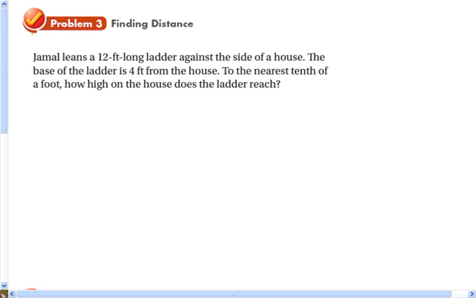Problem 3, finding distance. Jamal leans a 12-foot long ladder against the side of a house. The base of the ladder is 4 feet from the house. To the nearest tenth of a foot, how high on the house does the ladder reach? So we have a house here, and we have a ladder leaning up against the house. And we have to assume here that the ground is flat for this to work, but if we lean the ladder, and the ladder is 12 feet long, that would look like that, and this is 4 feet there, and we want to know how high it reached.